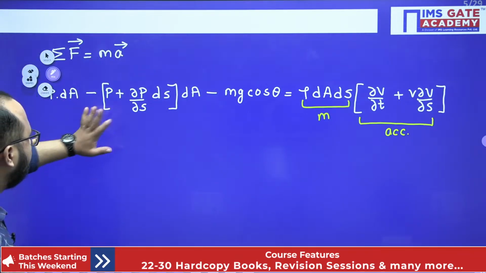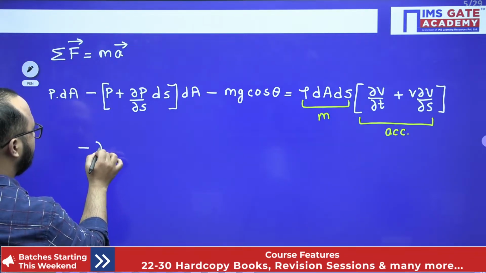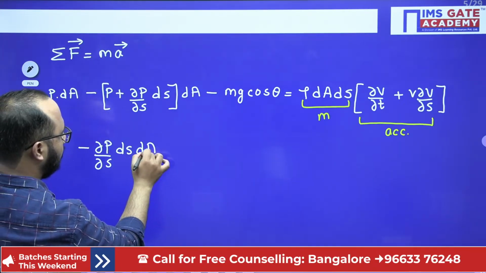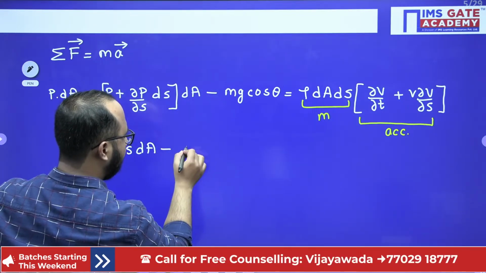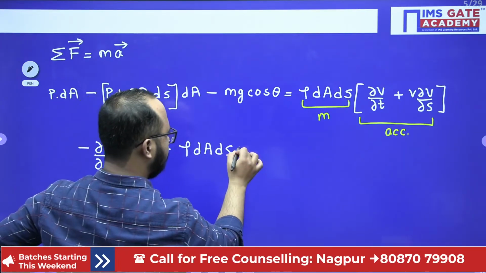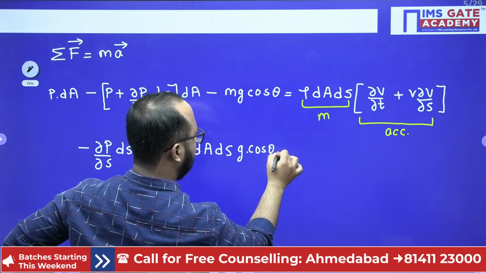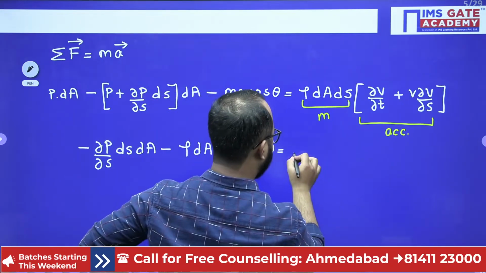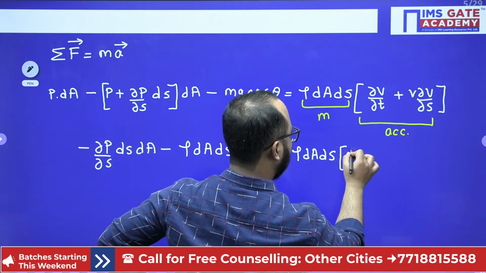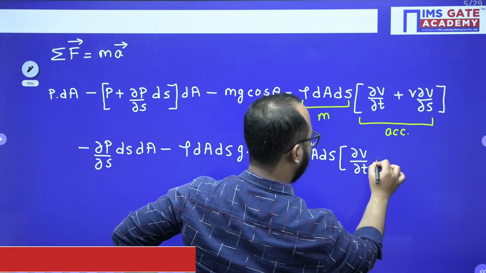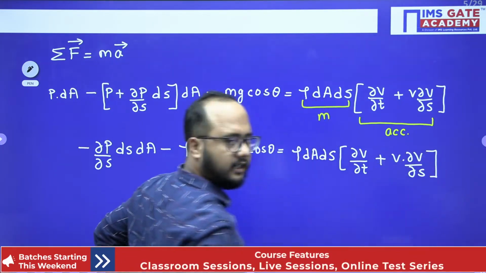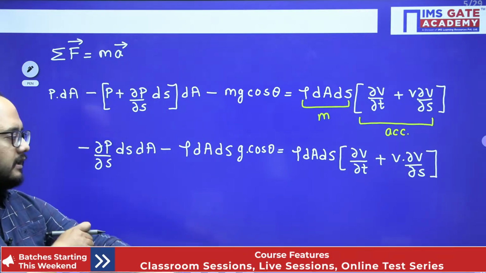Now, if you just simplify this equation, what will you get? Minus ∂P/∂s ds dA. Instead of writing mass m, I will be writing rho dA ds, into g into cos theta. And we'll write the rest as it is: ∂v/∂t, v ∂v/∂s. Correct? I hope this much is clear, everyone.